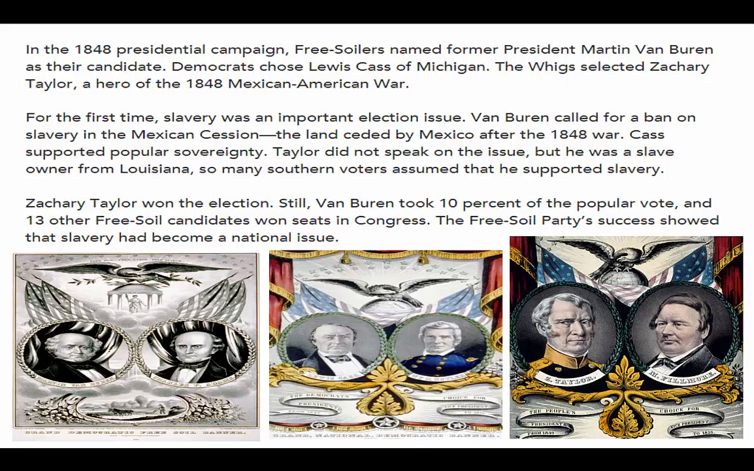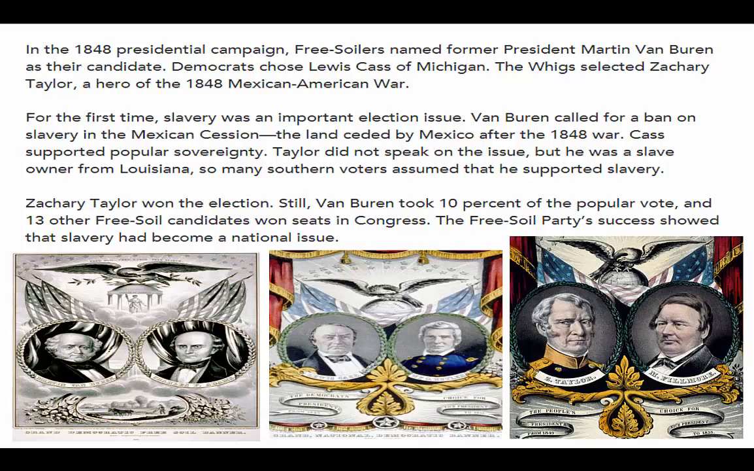Still, Van Buren took 10% of the popular vote, and 13 other Free Soil candidates won seats in Congress. The Free Soil Party's success showed that slavery had become a national issue. So number 20, who were the three candidates in the election of 1848?